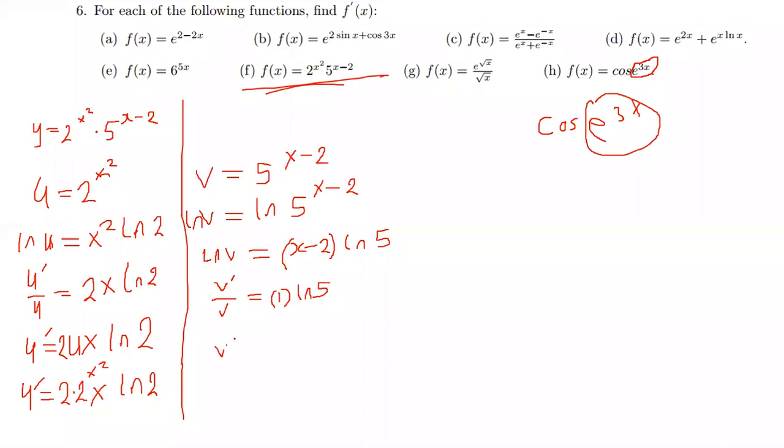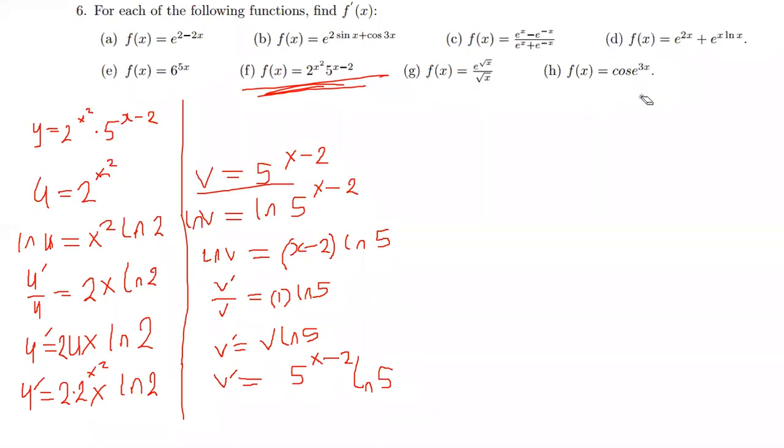So your v prime will be equal to v times ln 5. But we know that our v is just this part here. So we write our v prime to be equal to 5 to the power x minus 2, and then ln 5. Now, since this question is a product of two functions, we're going to insert what we have found in the product rule expression.